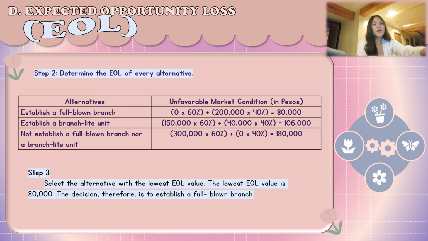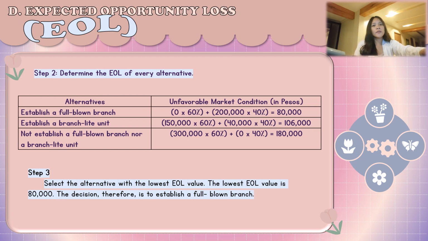So now, let's move on to the last step, which is selecting the alternative with the lowest expected opportunity loss value. Since the expected opportunity loss value is lowest at 80,000, the best decision is to open a full-blown branch. Sa madaling salita, nagpasya ang kumpanya to open a full-blown branch dahil ang inaasahan nitong mawawala ang pinakamaliit na halaga kung gagawin ito. Ang halaga ng EOL na 80,000 represents the company's estimate of the average amount of money it would lose if it made the wrong decision.